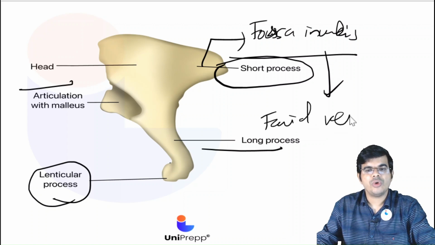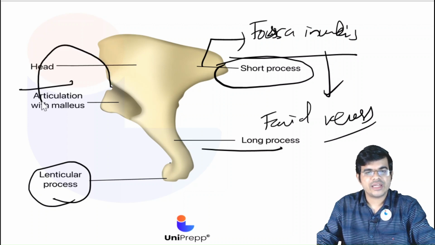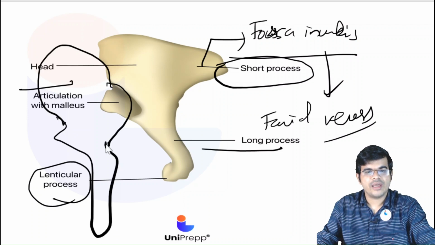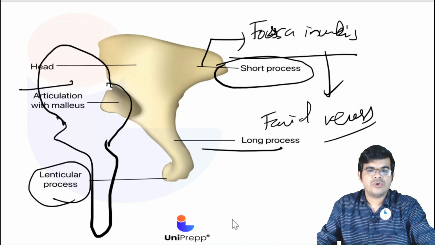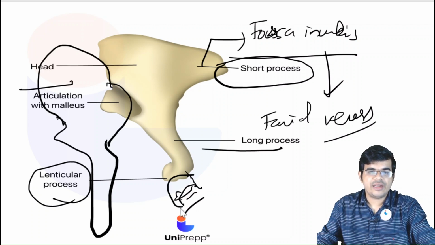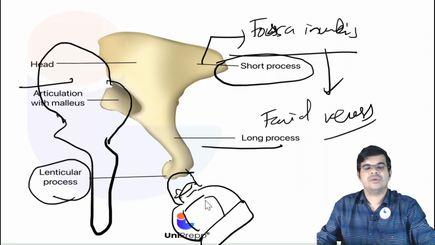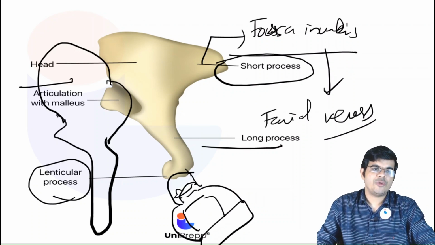All these things which you have already learned, right? And this is the articulation with the malleus, and here you will have the head of the malleus. So the head of the malleus will be seen here, and here you have the handle of the malleus. Okay, so this is the area where it is attached to the head of the stapes, right? And from the head of the stapes comes the neck, and then the crura, and then the footplate of the stapes. Okay, so this is how it appears.